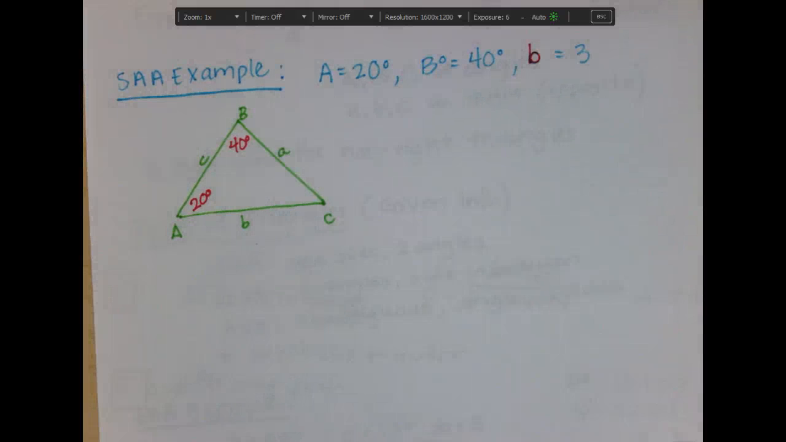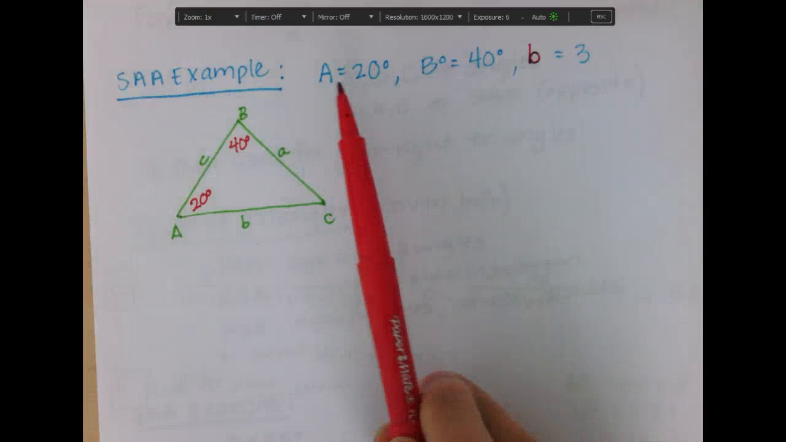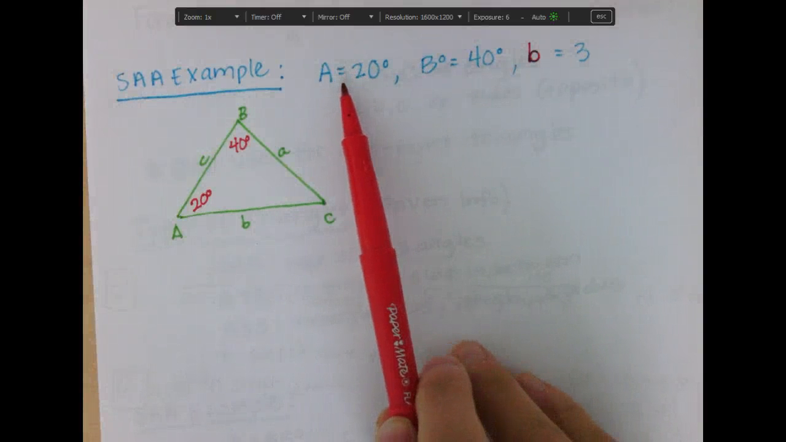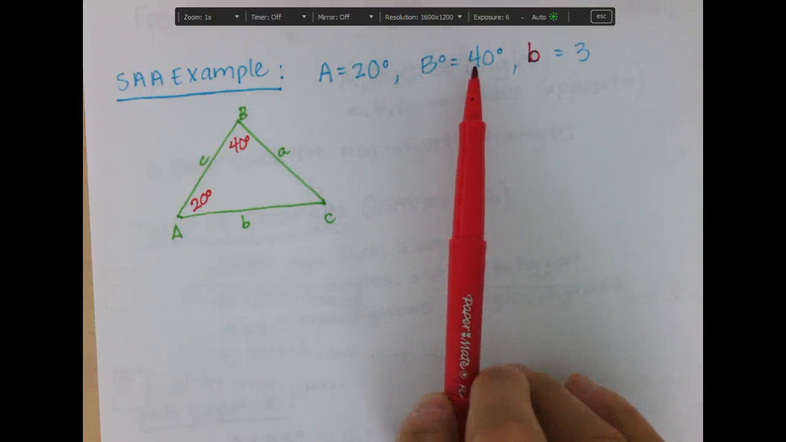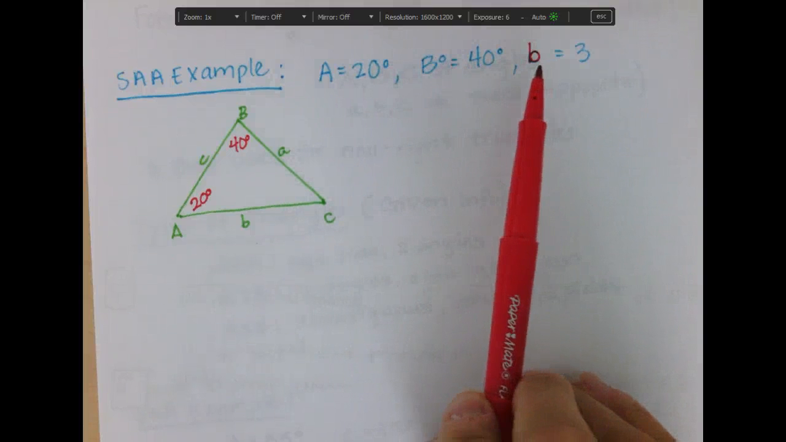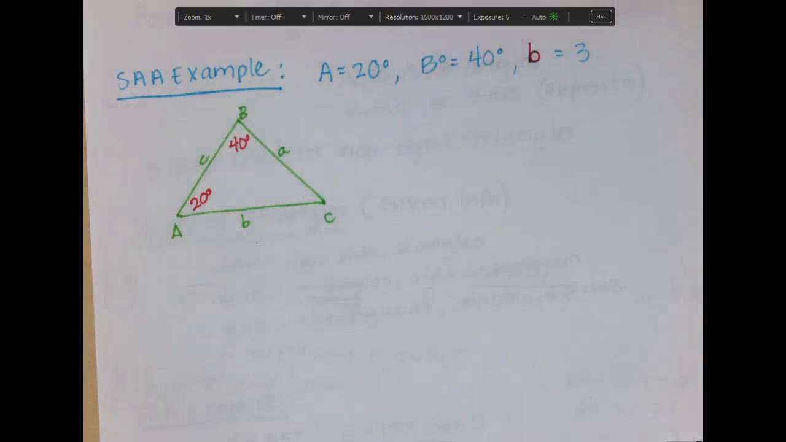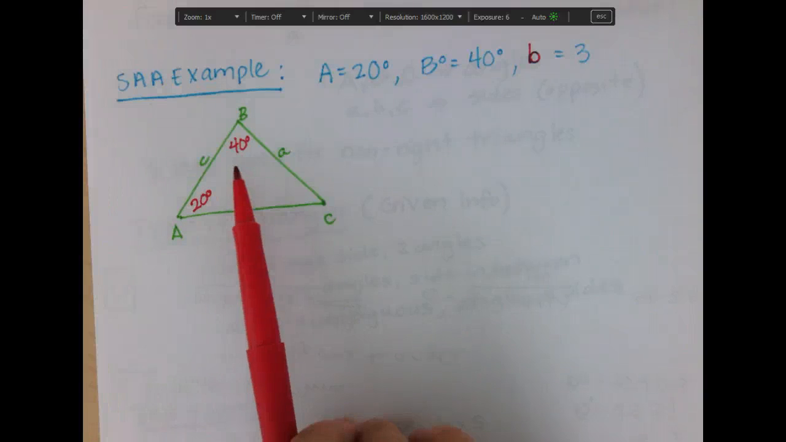Here we'll continue on with our SAA example, side angle angle. So our given information is that we have an angle A of 20 degrees, an angle B of 40 degrees, and a side B that equals 3.